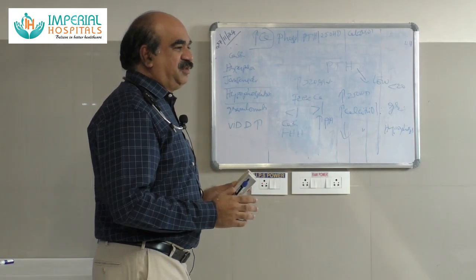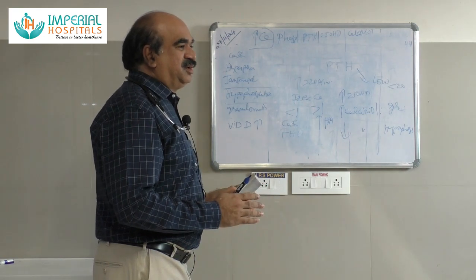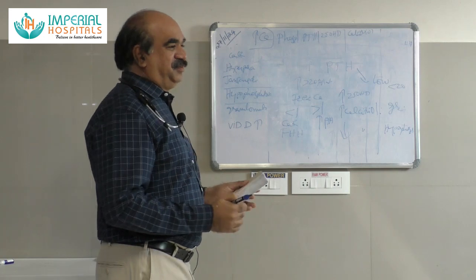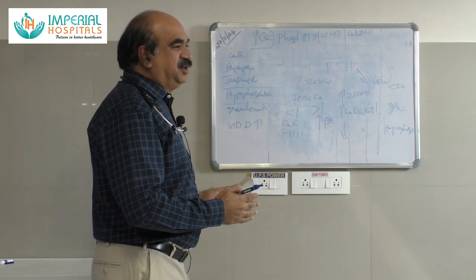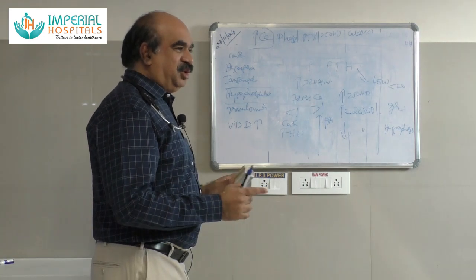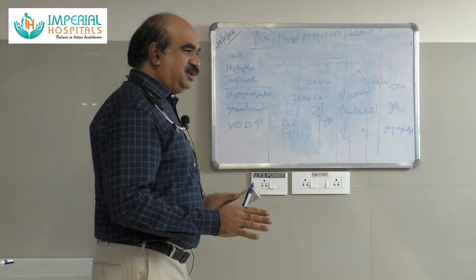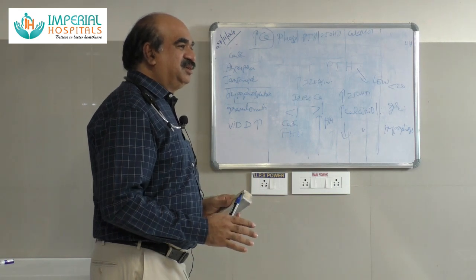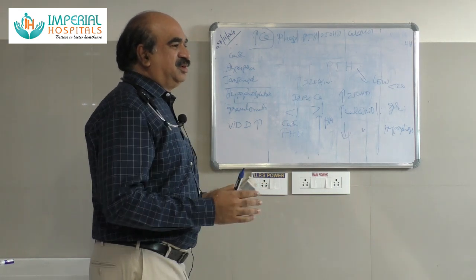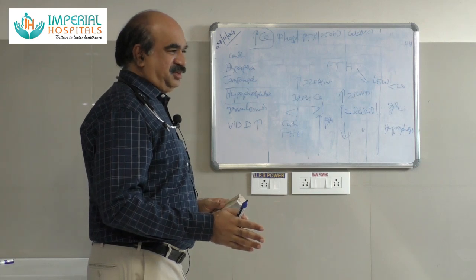So if there is hypercalcemia, high parathyroid levels, high PTH levels, and fractional excretion of calcium is less than 1, what does it indicate? FHH, familial hypocalciuric hypercalcemia. Hypercalcemia, low PTH, cholecalciferol is normal, calcitriol is high. What does it indicate? Granulomatous disease.